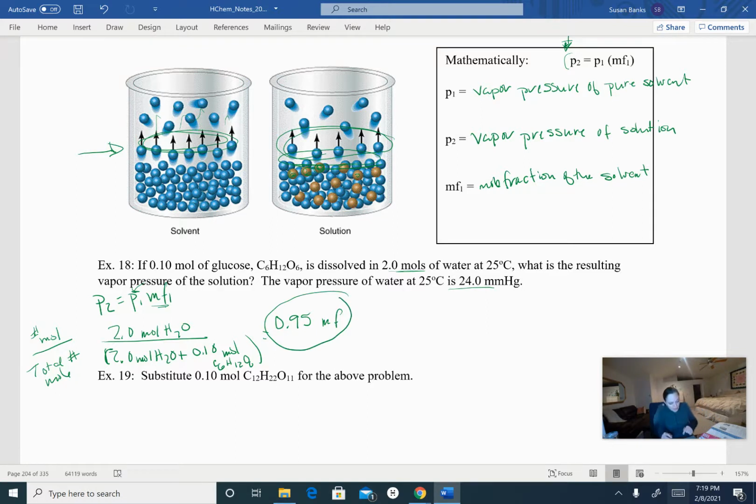Now with that mole fraction, I can plug it in here. My original pressure that I would expect of pure water is 24.0 millimeters of mercury. And then I need to multiply it by my mole fraction, which we just calculated, which was 0.95. So we're going to take 0.95 and multiply it by 24. I'm just going to use the answer that my calculator gave me: 22.8.